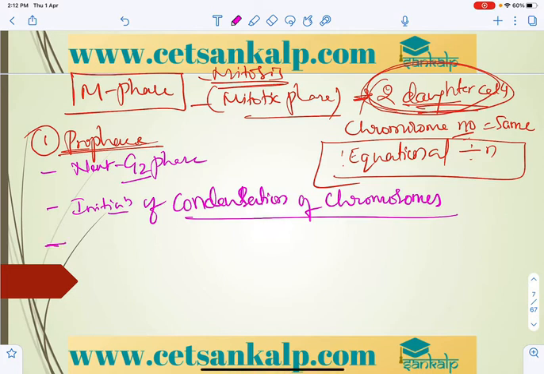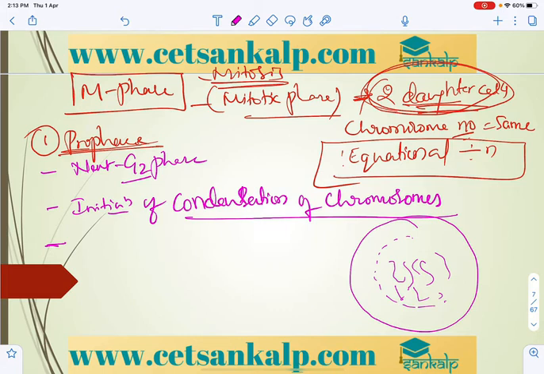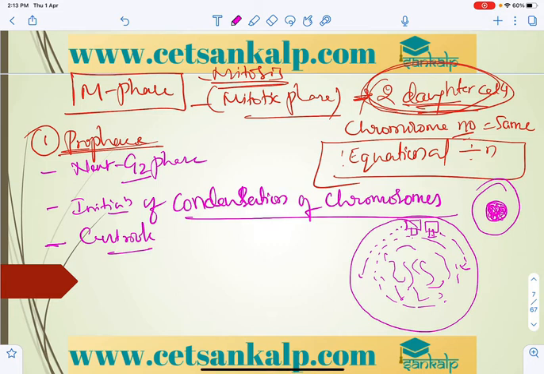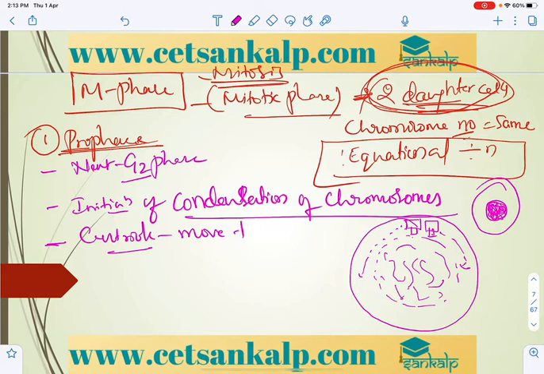And the second point: if you take this cell, the condensation starts. I will first draw the nuclear membrane, like this, and that is the chromatin fiber. Now it starts and appears like this, where condensation occurs and the centriole begins to move towards the opposite pole. In interphase, duplication of all organelles occurs, and there will be two centrioles, and they move towards the opposite poles of the cell.